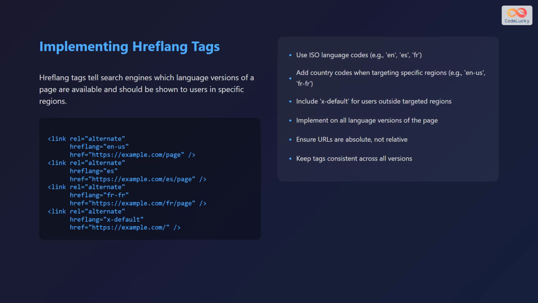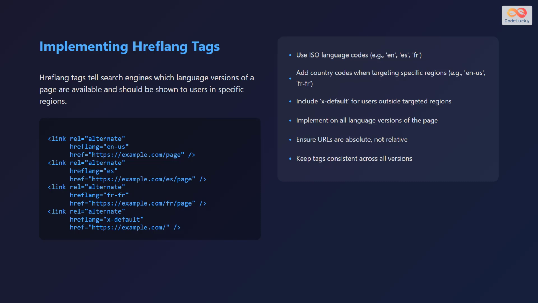Some key points to remember when implementing Hreflang tags. Use ISO language codes such as EN for English, ES for Spanish, and FR for French. Add country codes when targeting specific regions like en-US for United States English, or fr-FR for France French. Include x-default for users outside your targeted regions.